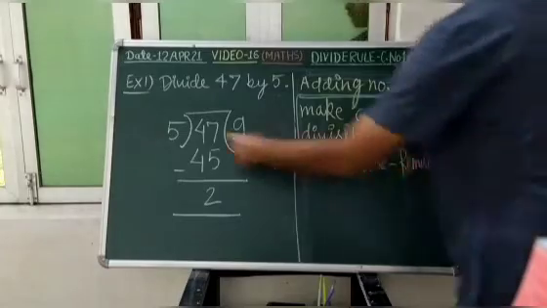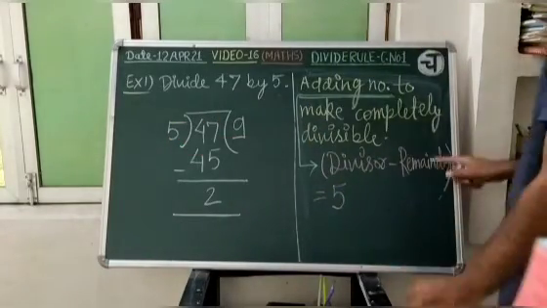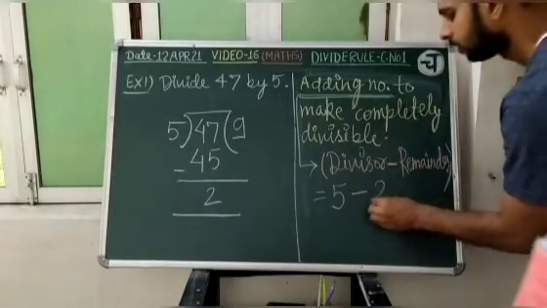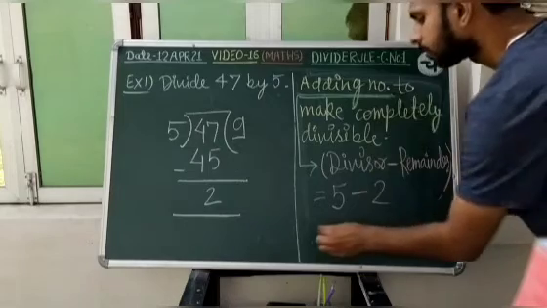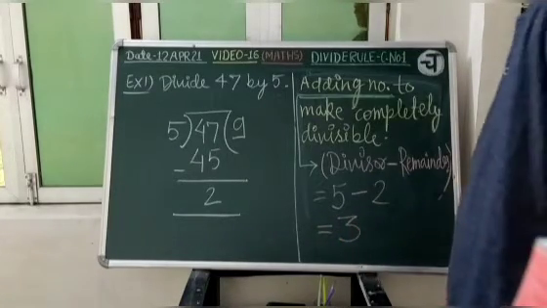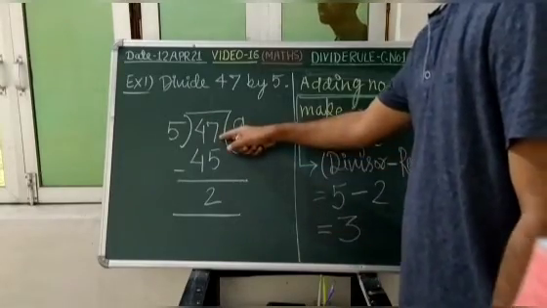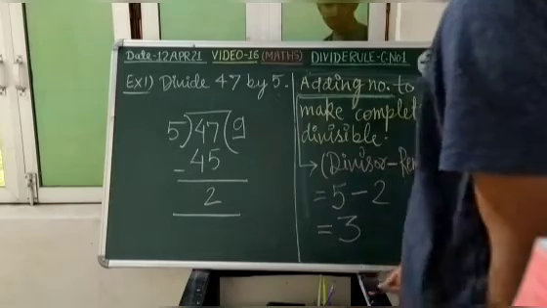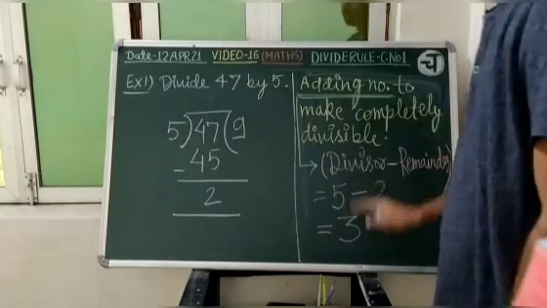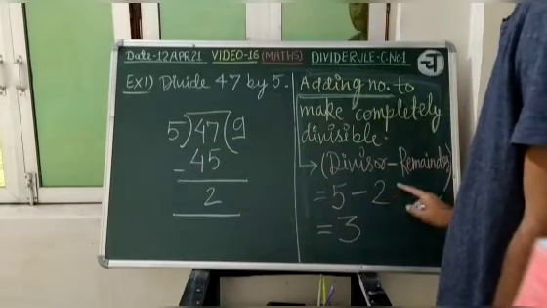So divisor is your 5, remainder is your 2, so 5 minus 2 is 3. So you have seen that if 3 is added, it will become completely divisible. By the formula, this is 5, this is 2, divisor minus remainder, 5 minus 2, 3 is coming.